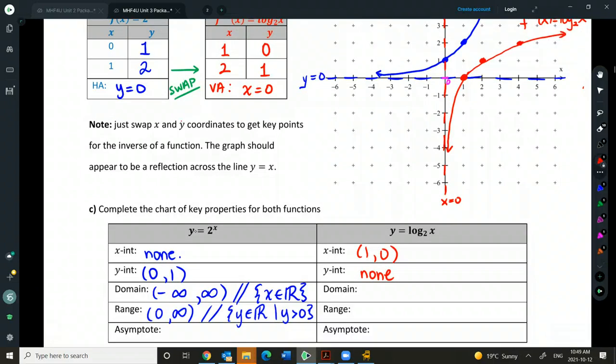Okay, let's talk about domain and range for the red function. Any restrictions on the left and right boundaries of the red function?